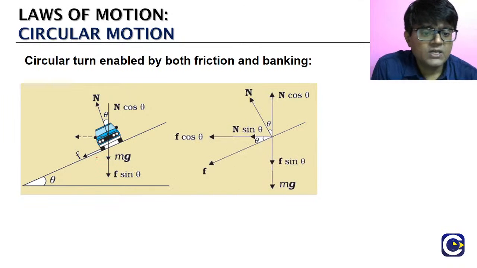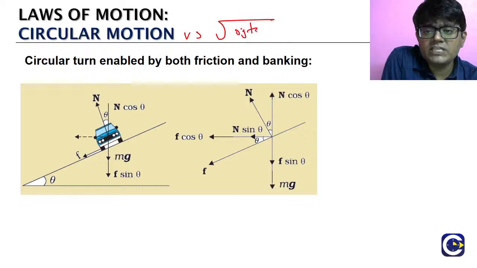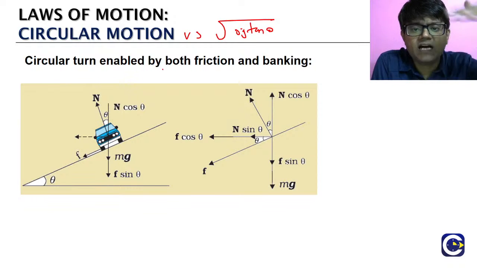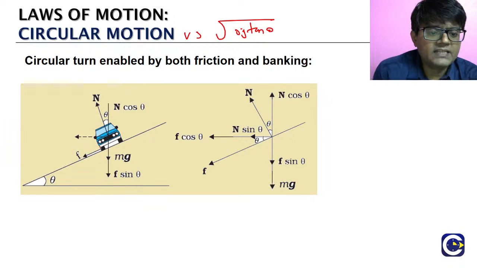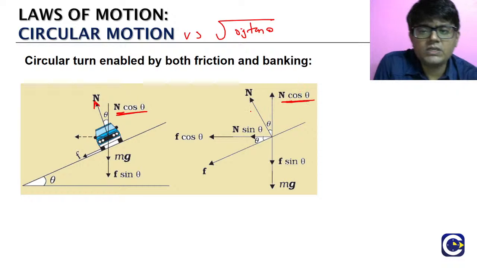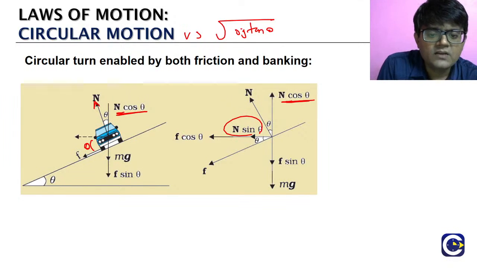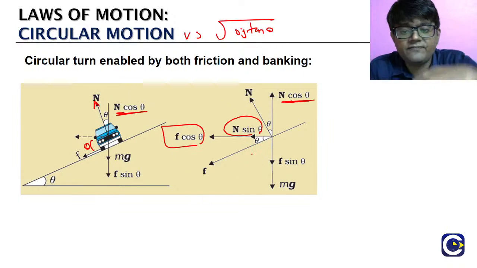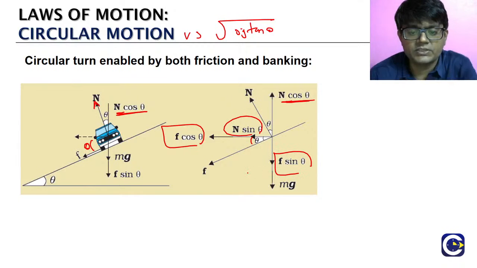So this is what we have. We are trying to go with a speed higher than root rg tan theta. We are looking at the highest speed we can have so that a safe turn is possible. Like we have seen, normal reaction vertical component is N cos theta, horizontal component N sin theta. Friction horizontal component is F cos theta, and friction vertical component is F sin theta, vertically downwards.